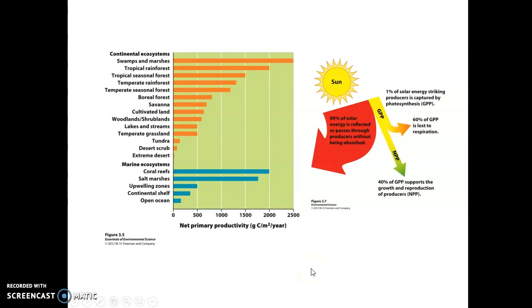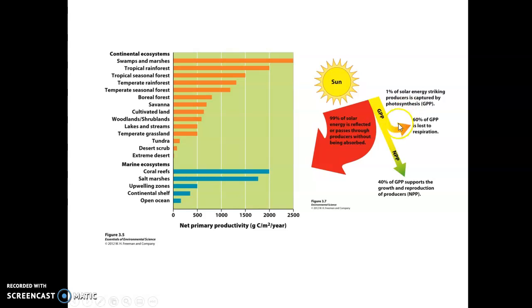On the right here, we're looking at how much energy comes from the sun and how much of it is actually able to be captured. So you can see that 99% of solar energy passes through ecosystems or is reflected by the surface of the earth or cloud cover without even being absorbed by anything. And only 1% then strikes the producer and is able to be captured by photosynthesis.